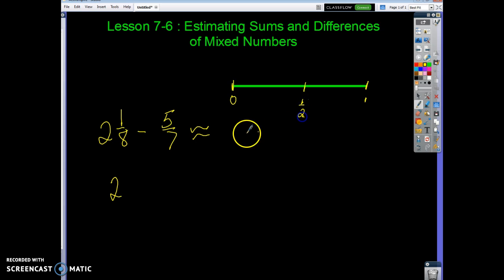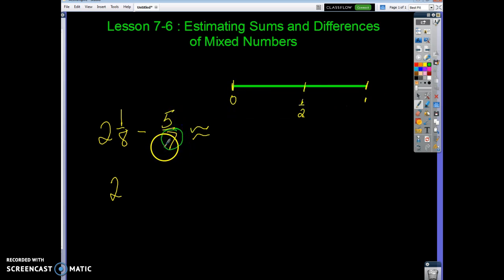And I can ask myself, is 5/7 more than a half? If it is, then it's closer to 1. Is it less than a half? If it is less than a half, then it's closer to 0. We take a look at that denominator. We see that my denominator right here is 7.